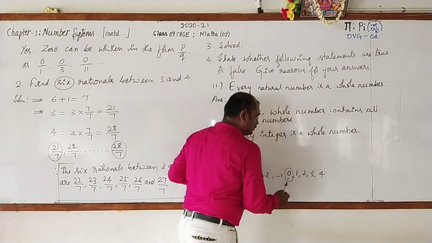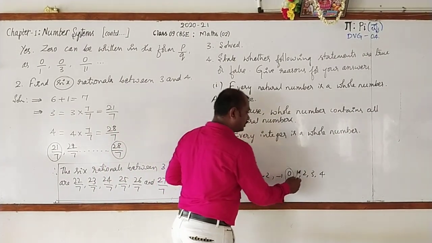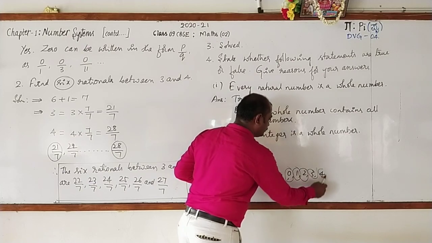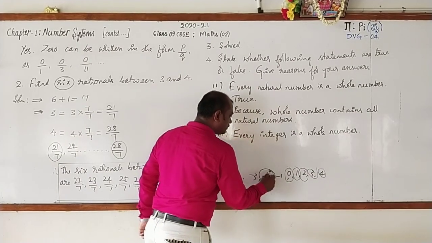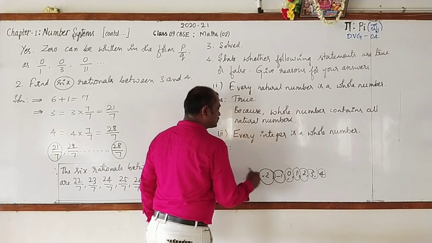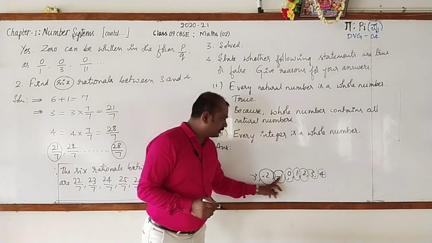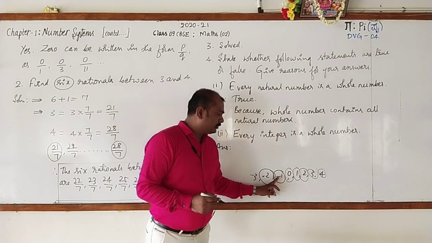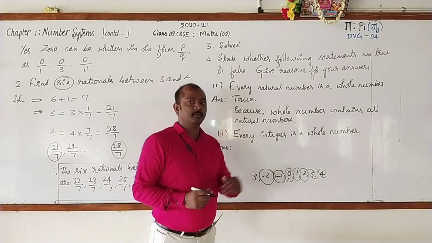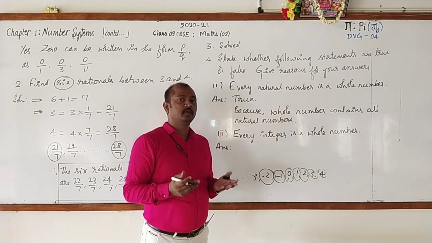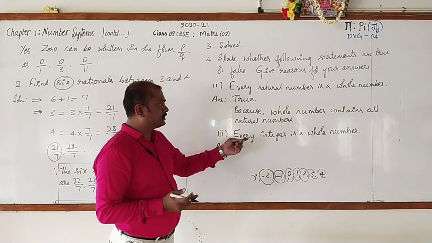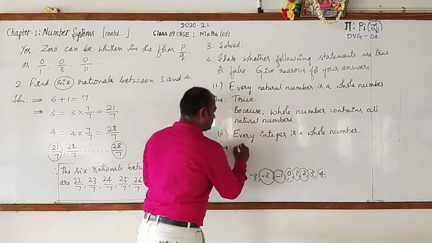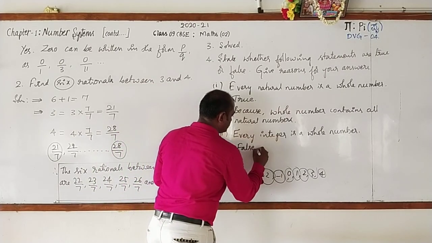See that 0 is an integer, is also a whole number. Even similarly 1, 2, 3, 4 and so on. What do you say about -1, -2, -3? Do you say that -1 is a whole number? No. Got it? So that is why the given statement is false. Right.